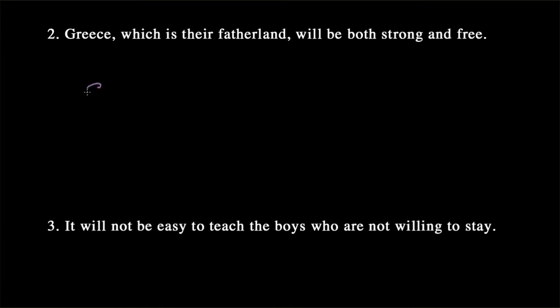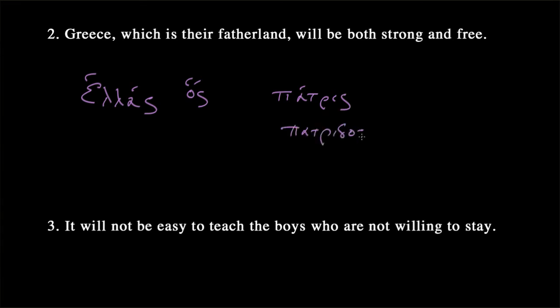What's the word for Greece? Well, that's Hellas, that accent on the alpha, which, well, that's going to be our, just use a placeholder for now, our relative pronoun hos. Fatherland, you might remember, is patris, patridos, and then will be, well, that's going to be any of those forms of to be we just learned in the future. Strong, well, what was strong? That was iskyros, iskyra, iskyron, accents on that initial iota.